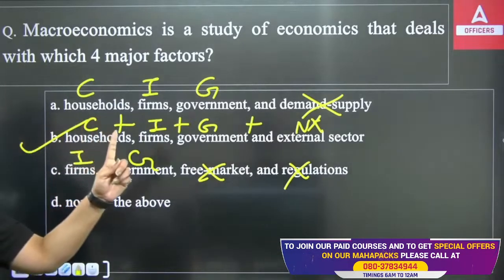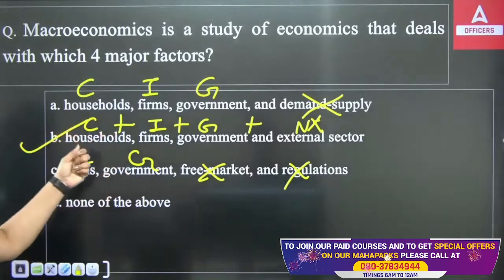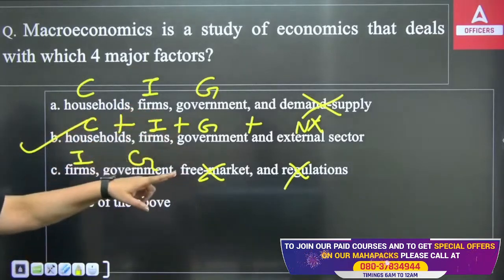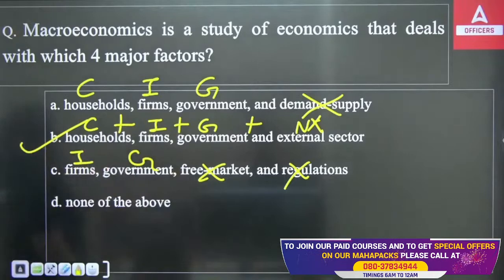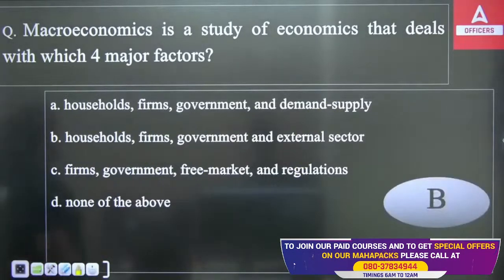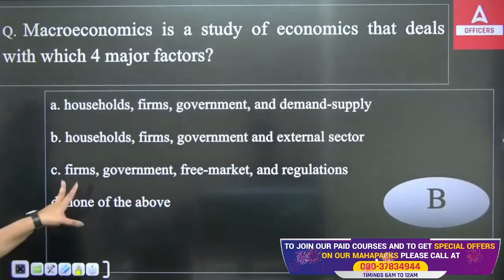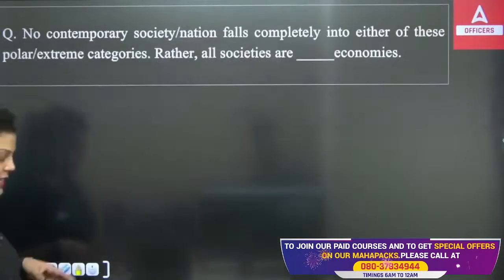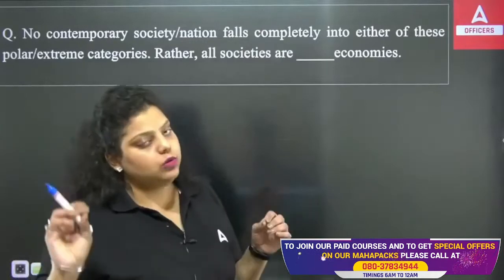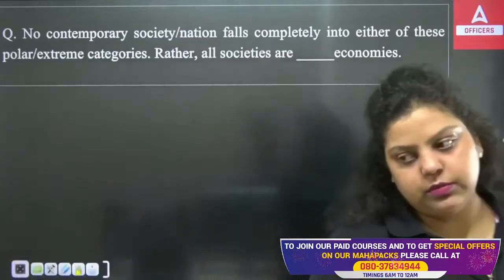And these are the 4 factors. Okay, factors are households, firm, government, and external sector. These are the 4 factors we have. Clear? So the right answer will be your B option. I hope it's clear to all of you. So that's very simple. If you know the definition of GDP, if you know the macroeconomic factors, you will be easily able to answer the question.